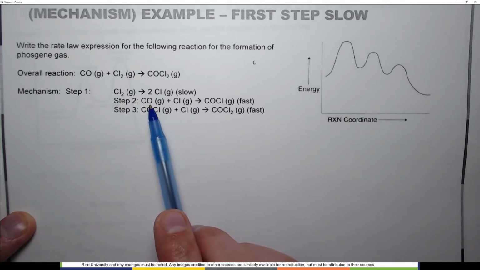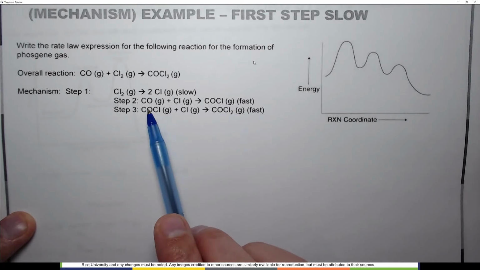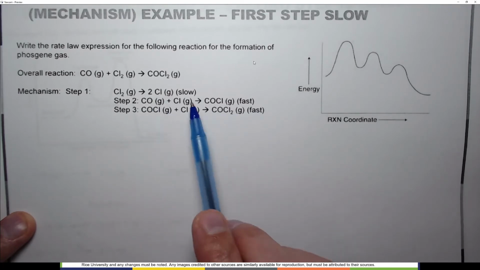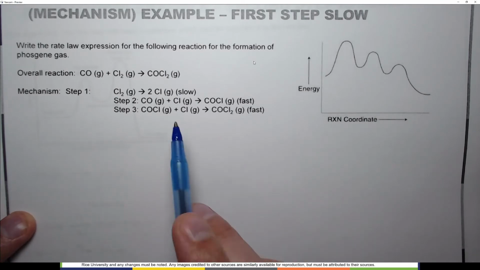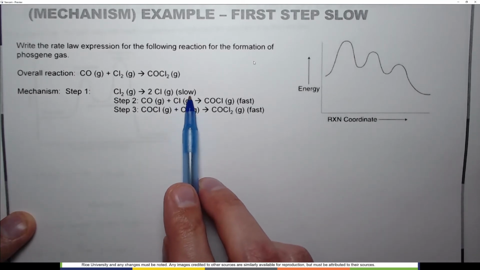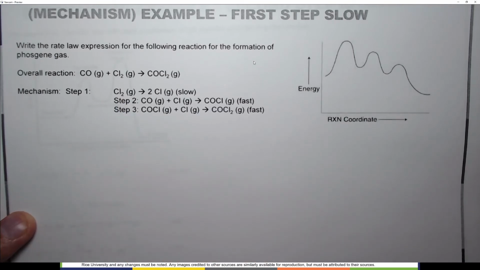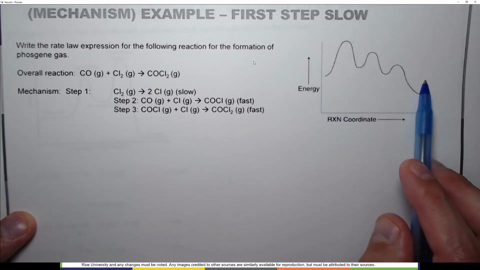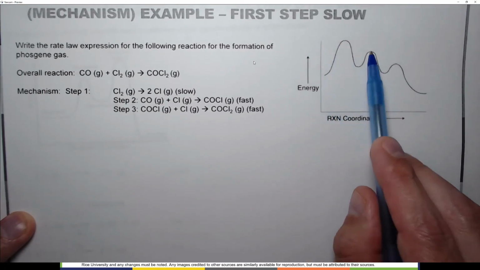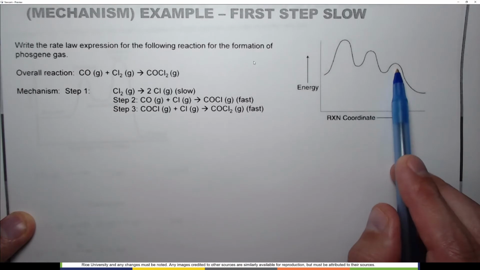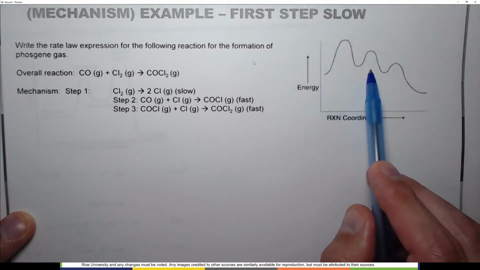Then as the second step, we have CO and Cl form CoCl as a fast step. And then we have CoCl reacting with the Cl to form the CoCl2, which is another fast step. So in this case, the slow step is the first step, the decomposition of the Cl2. We look at the reaction coordinate diagram, and you'll notice that the activation energy of the first step is higher than the second step, is higher than the third step.